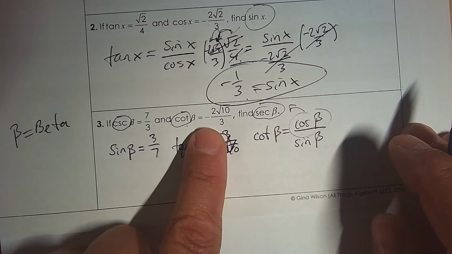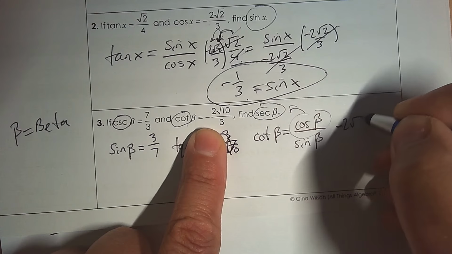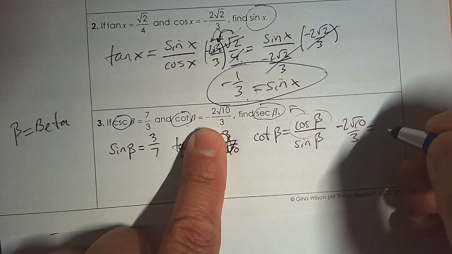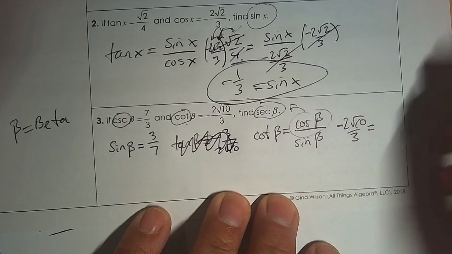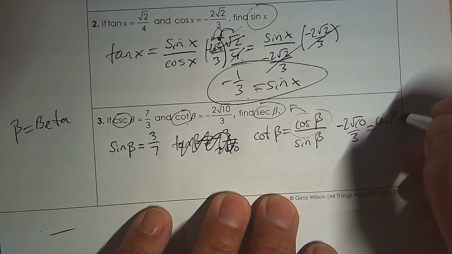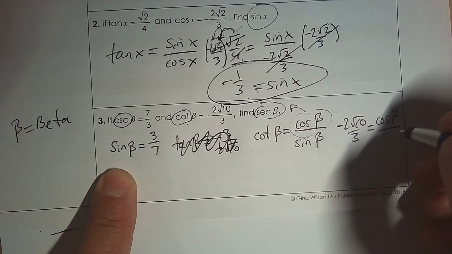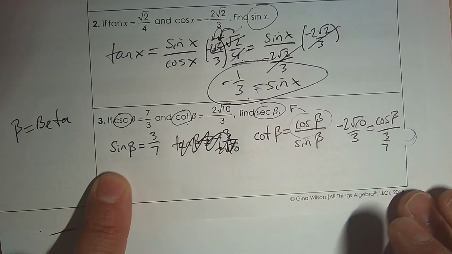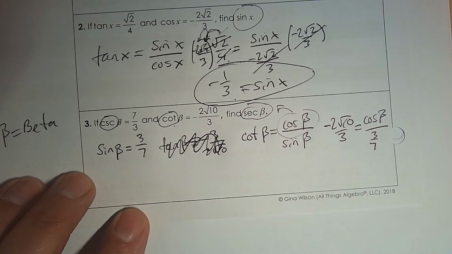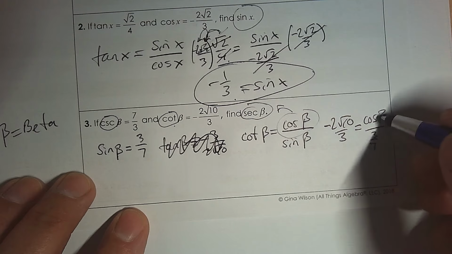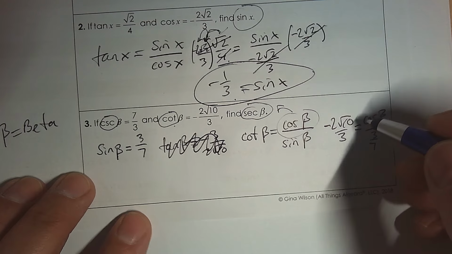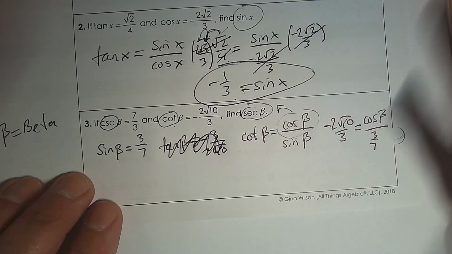Cotangent is negative 2 root 10 over 3. Cosine beta, I'm looking for. Sine beta, we just said, is 3 over 7. So I'm going to find cosine, and then when I have cosine, I'm going to do the reciprocal, and then I have what I'm looking for.